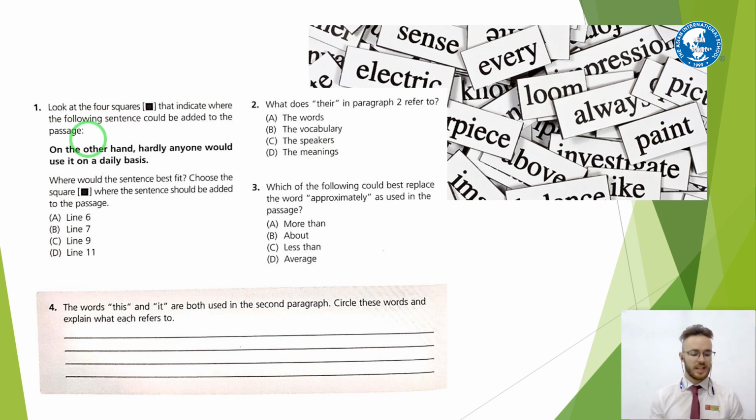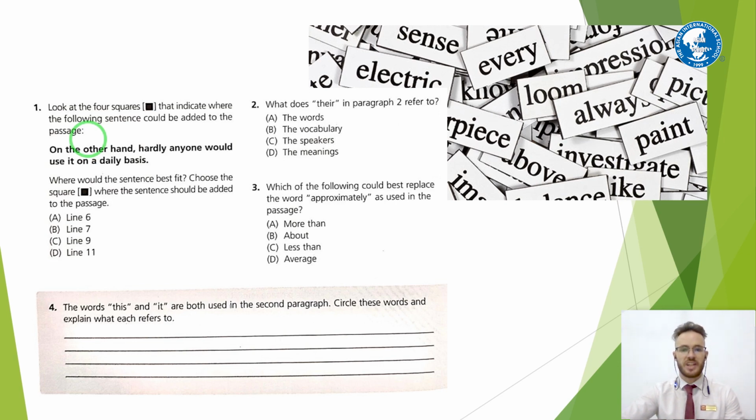Question number 1 said, look at the 4 squares that indicate where the following sentence could be added to the passage. The sentence that you had to add in was, "On the other hand, hardly anyone would use it on a daily basis." So where do you think this would best fit? Would it be in or next to square A on line 6, square B on line 7, square C on line 9, or square D on line 11? The correct answer there would be C, line 9.